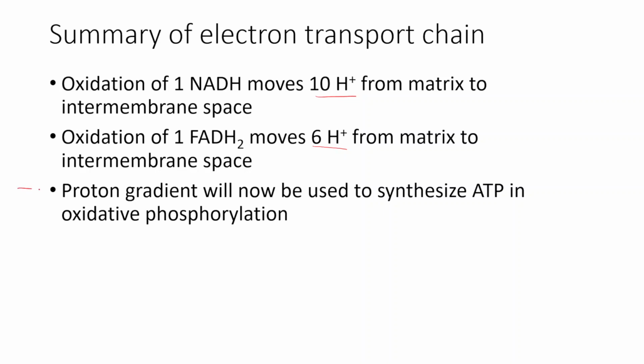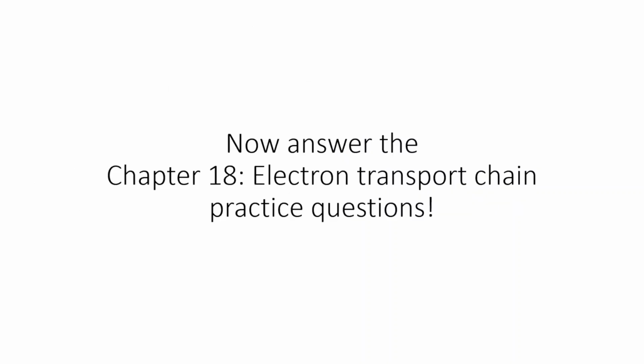And finally, now that this proton gradient has been generated, it is able to be used to help synthesize ATP during our oxidative phosphorylation, which we'll discuss in the next part of this chapter. But at this point, now you should be ready to answer the electron transport chain practice questions.